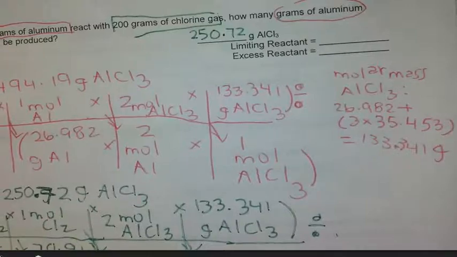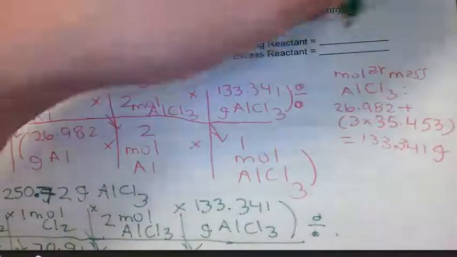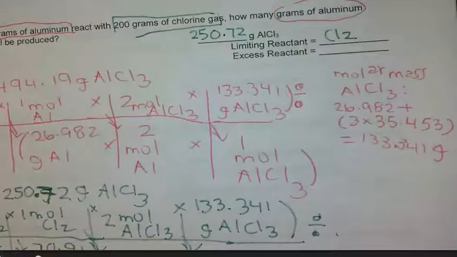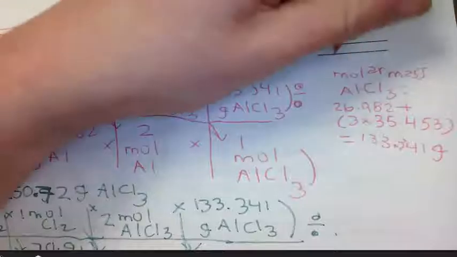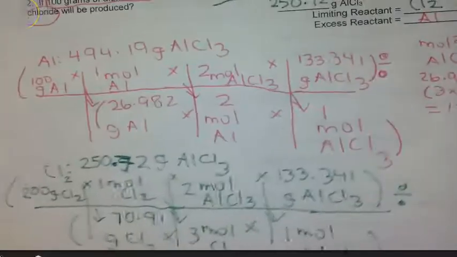Our limiting reactant is always going to match the amount you can make. It's the smallest number. Our limiting reactant is our chlorine. Our excess is the aluminum because it is a larger number. Great job.